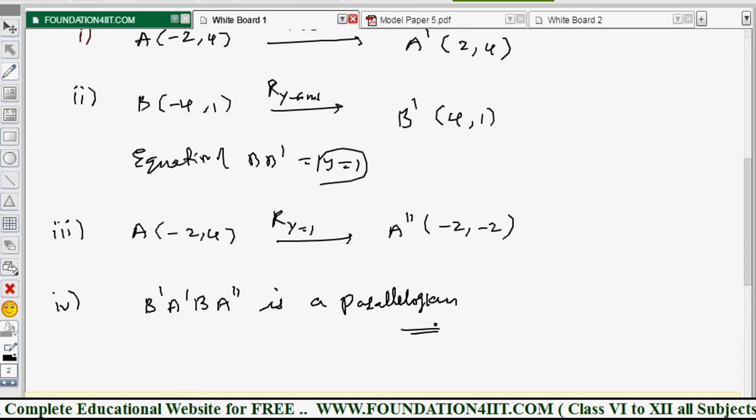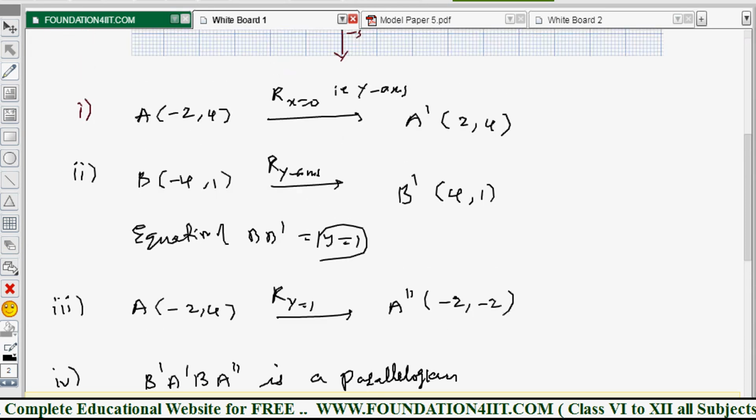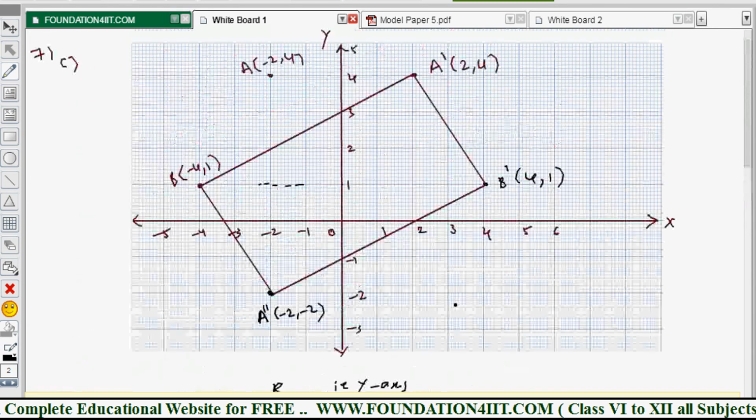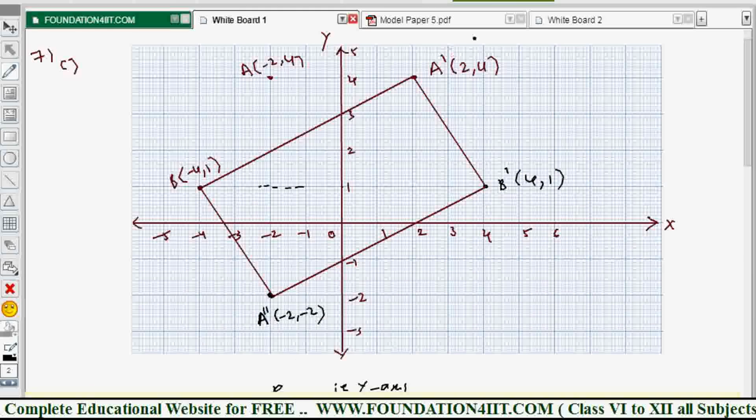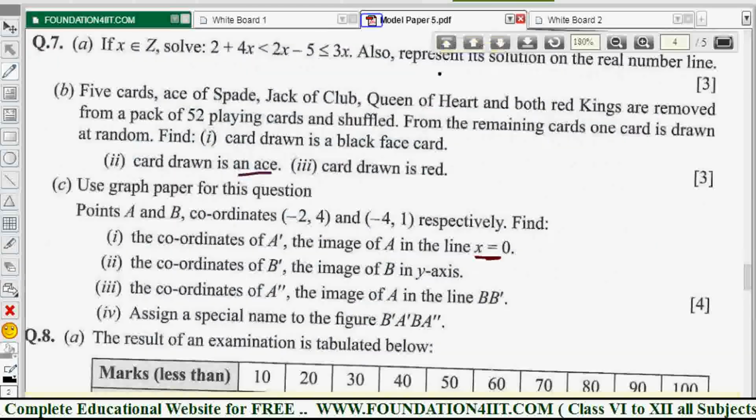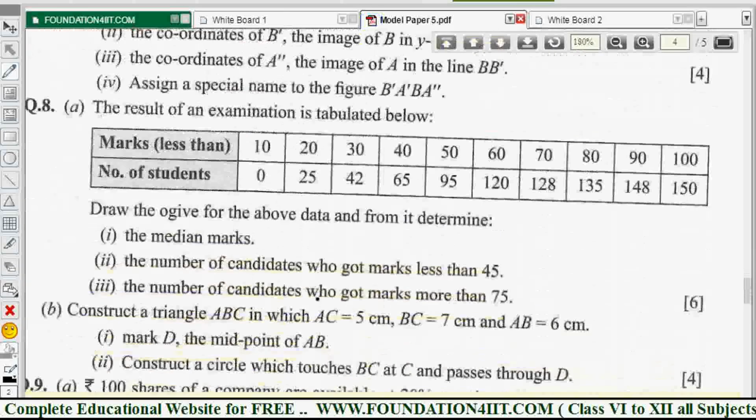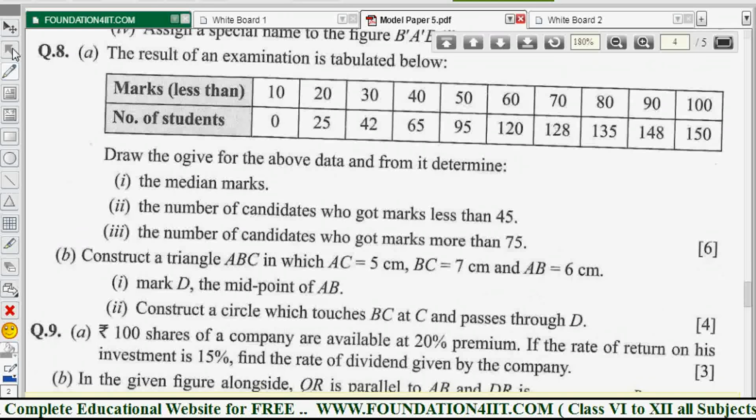By joining the points we can find out which shape will come. That is this. Just by observing the graph you can solve each and every answer according to the given data. This is about question number 7. Now let us see the 8th question and solve these problems. So from this paper we'll see question number 8 now.